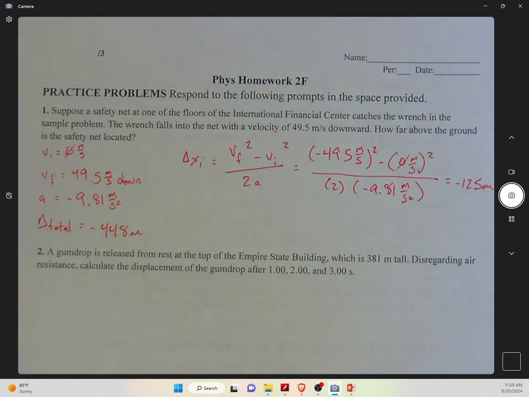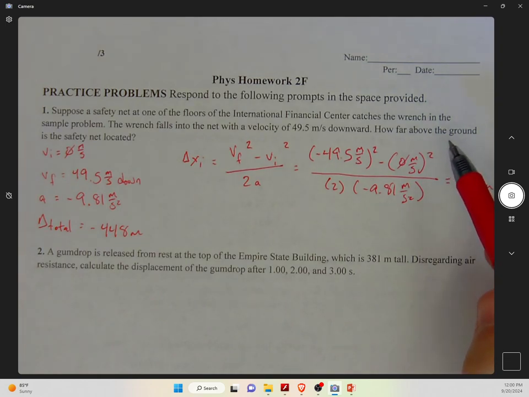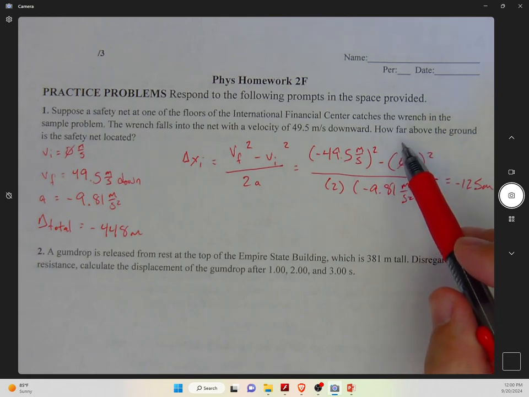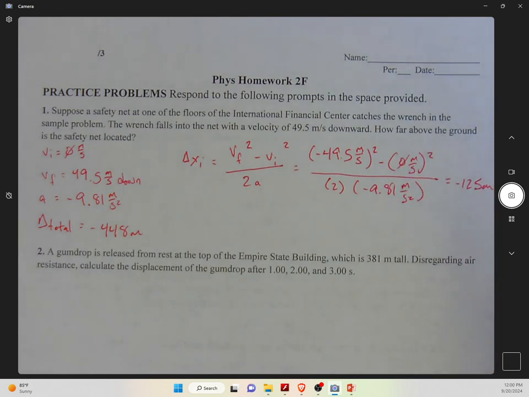Okay. So what I've done here is I've calculated how far the wrench will have fallen in order to reach that final velocity of 49 and a half meters per second. So it will have fallen this far. But the question is not asking you how far it has fallen, so we're not done here, right? This is information that we need, but we're not done. The question is how far above the ground is the safety net located?